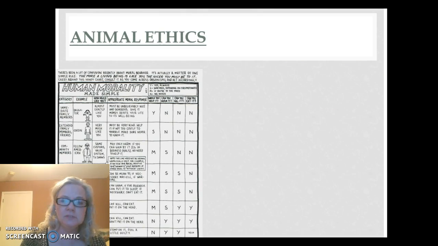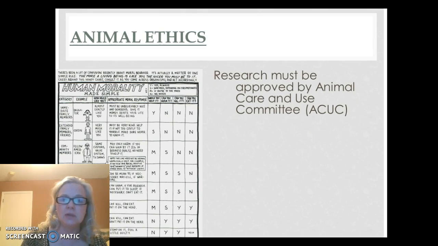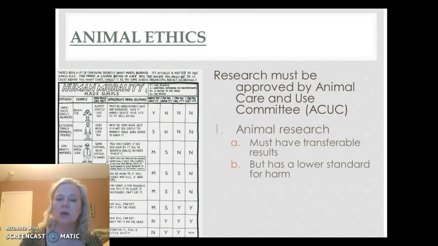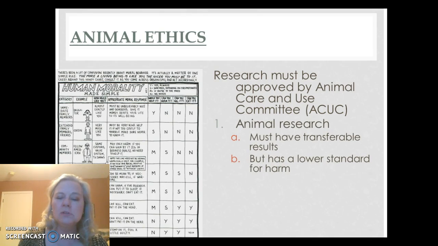So I'm going to briefly summarize then animal research ethics. First of all, the research must be approved by the Animal Care and Use Committee at whatever institution is doing the research. The animal research must have transferable results to humans. So in other words, Weiss's research with rats did have transferable results in being able to look at how predictability can contribute to the amount of stress and physical problems that one might have as a result of stress.